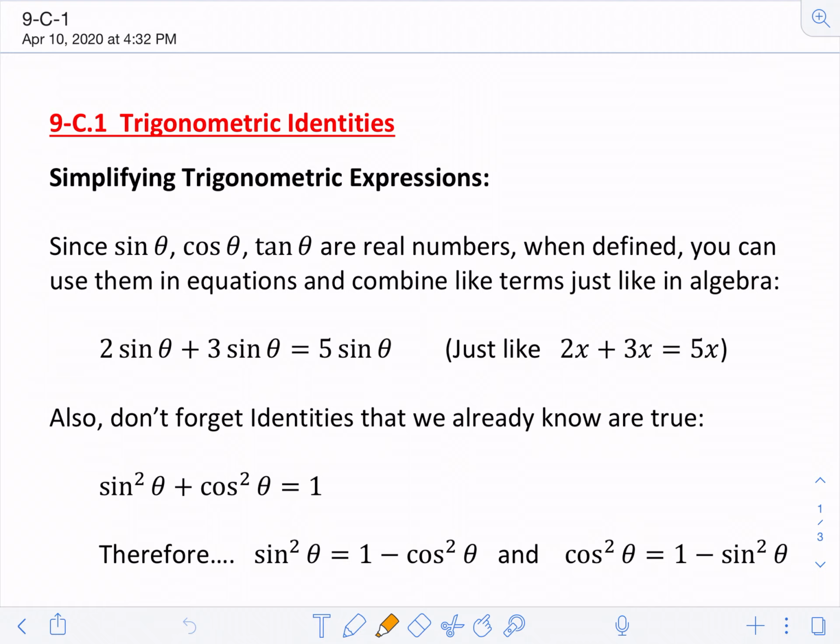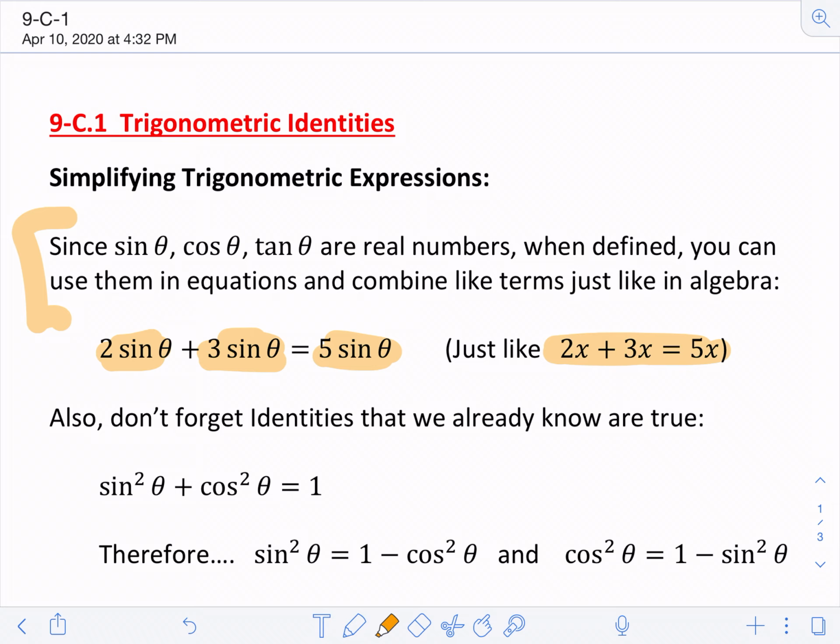Some things we already know. So we already know that, for instance, it says here that sine, cosine, and tangent of theta are all real numbers. So you can really just combine them like you do in algebra. So if I said 2 sine theta plus 3 sine theta, well, that would equal 5 sine theta, right? Because just like 2x plus 3x equals 5x, same idea.